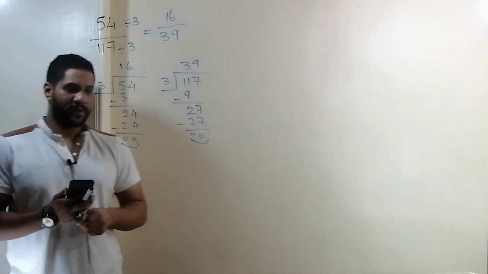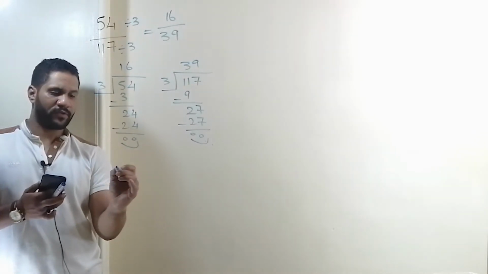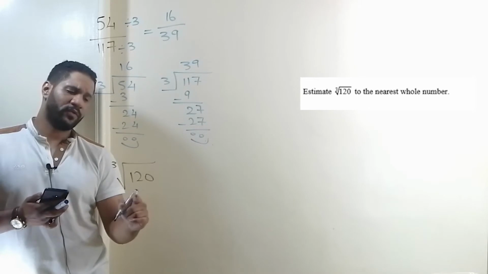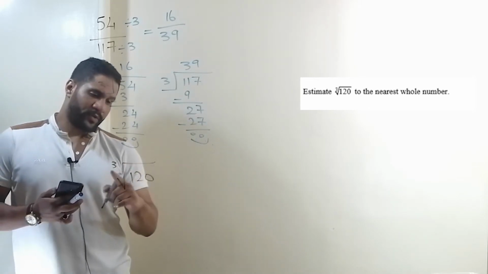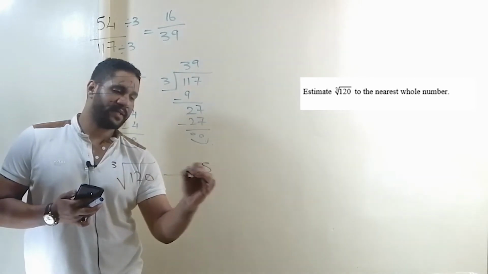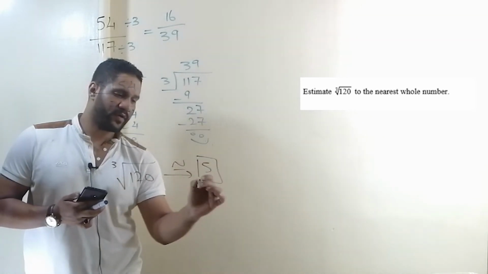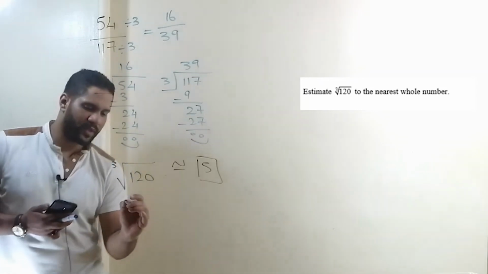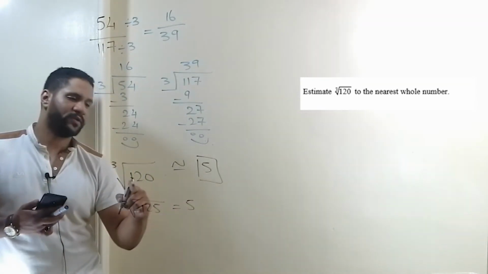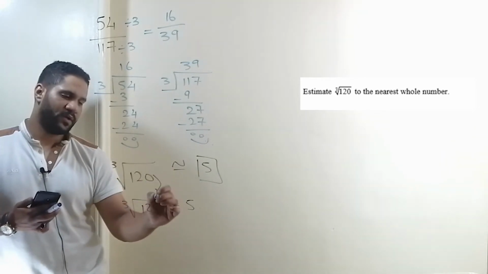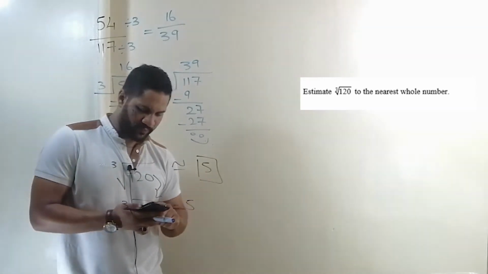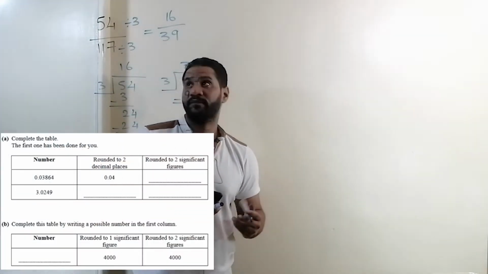In number 19, he asks you to estimate the cubic root of 120. We solved it before. We know that the cubic root of 120 is nearest to 125, so it's approximately 5. Why? Because we know that the cubic root of 125 is 5, so 120 is very near to 125, so approximately the cubic root of 120 is 5.